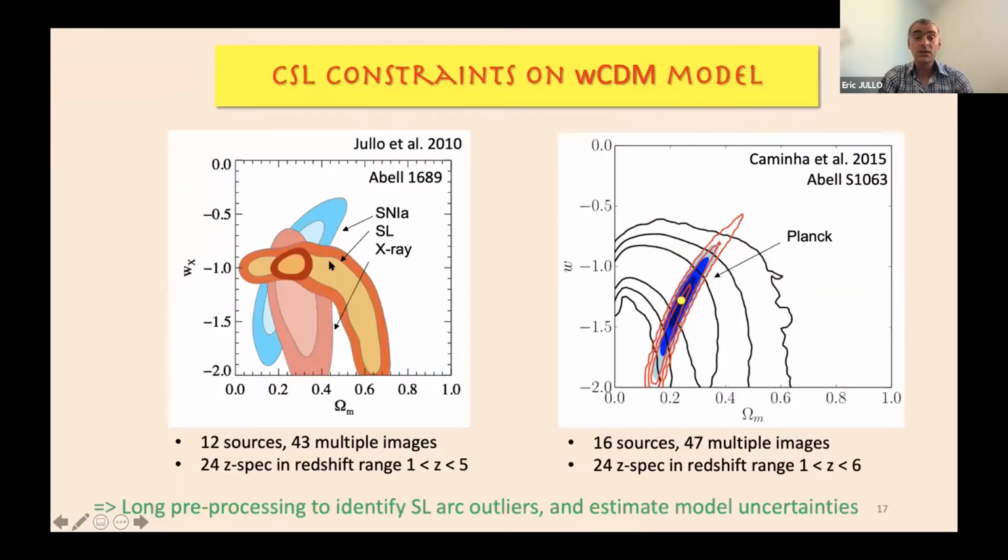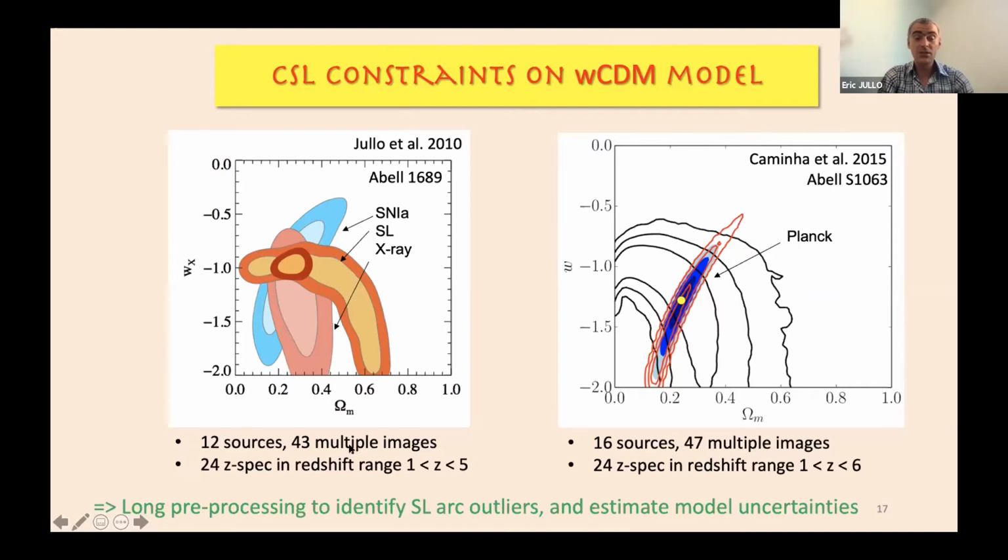These are the comparison between constraints from strong lensing in orange and the supernovae, the X-ray and the Planck measurements at the time. And you can see the combination of these three constraints gave orthogonal constraints and precise measurements. And later, we were happy to see that Gabriel Caminha also found good constraints on Hubble Frontier Field cluster MACS J1063 with a similar technique. It was nice to see that it could work again.